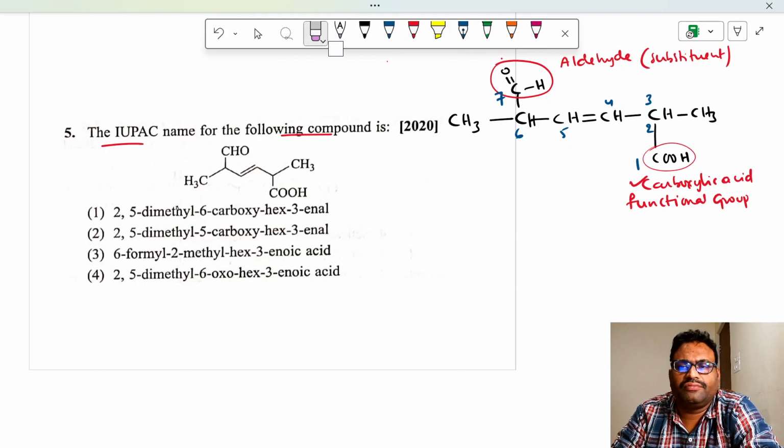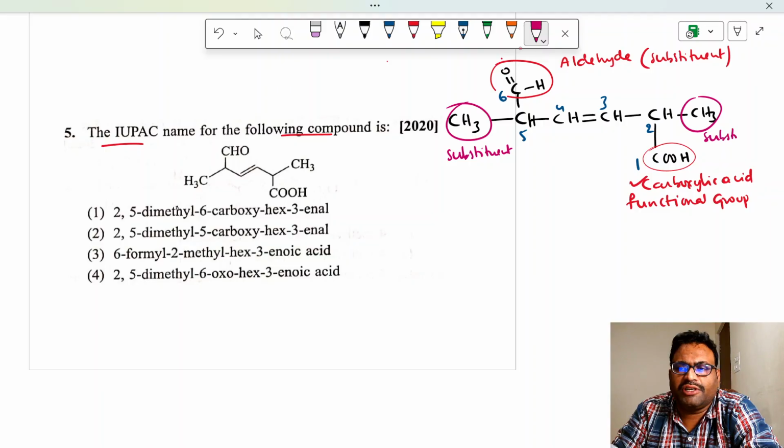One, two. See carefully. 1, 2, 3, 4, 5, 6. Okay. This is one way of selecting the parent chain. If you select the parent chain in this way, then what will be the answer? See here, what substituents are you finding? If you select this as the parent chain, this will be a substituent, and this is also a substituent. Two substituents are there.